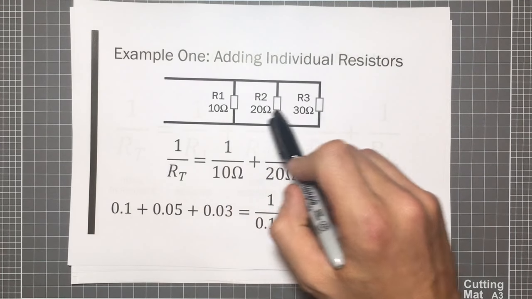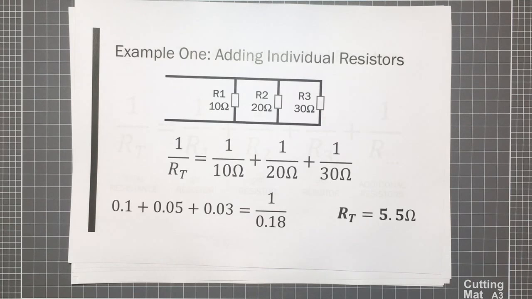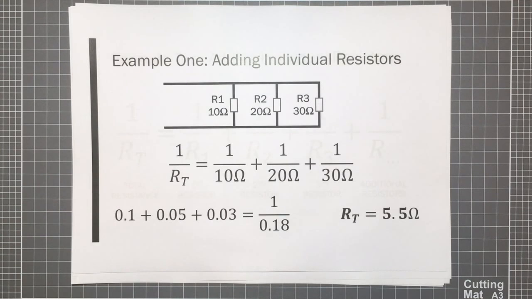So we've got a 10, a 20 and a 30. 5.5 is definitely lower than any of those. So it would seem that we're on the right track. It doesn't mean that you've definitely got it right, but it means you're definitely on the right track there.